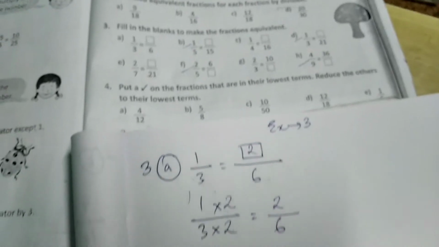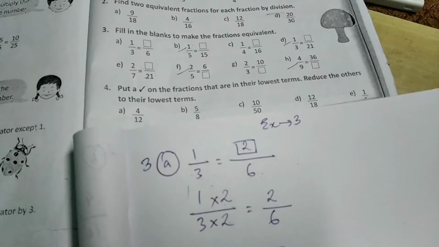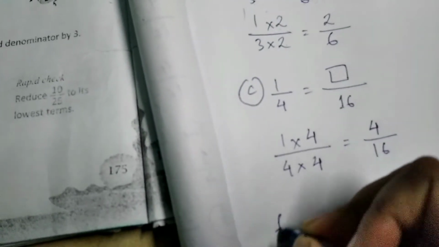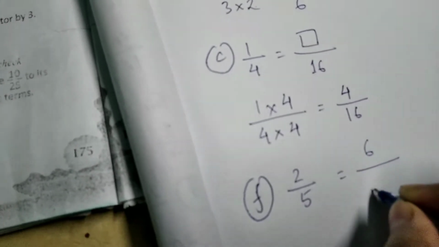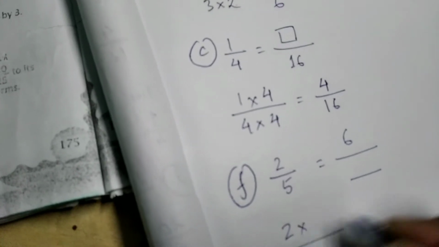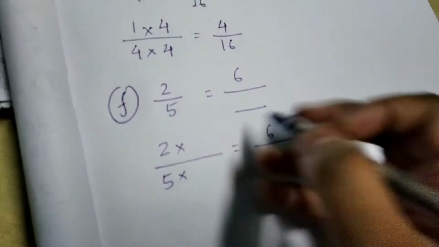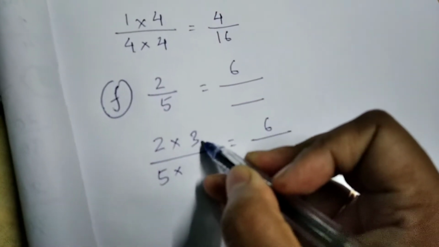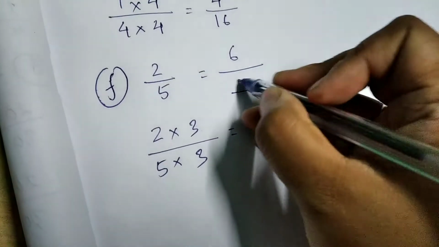Let me do another, number F. It is given 2/5 and you need to find the down one, that is the denominator. So how will you find it? In a similar way to how you used to do. Now what will you multiply to get the down part, that is the denominator? You see, 2 into what is 6? That one, 3. Down also you need to multiply with the same number. So 5 into 3 is 15. So this is the answer.